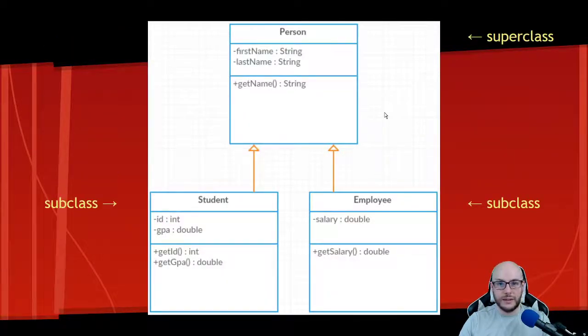Visually, it looks like this. I think the visual representation helps explain it, right? Here I have person. It is being extended by multiple things: student, employee. Note that student is only extending one thing. Employee is only extending one thing. So a class can be extended by multiple things, but a class can only extend one thing. You can only have one superclass. You can have multiple subclasses.